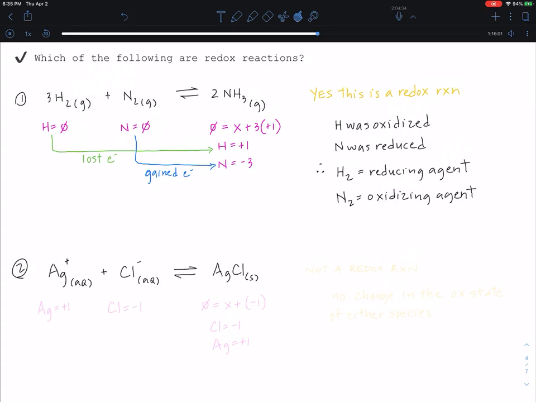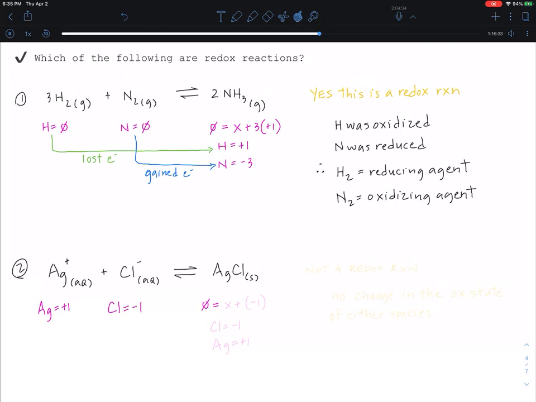So let's check this out. We know from our rules that the oxidation state of any monoatomic species is simply its charge, right? So this is nice. Silver's oxidation state, therefore, is positive one. This is going to be negative one. And now over here, we see we have some kind of a compound, but there's no charge on it. So that's a zero, but it is the sum of all of its parts.